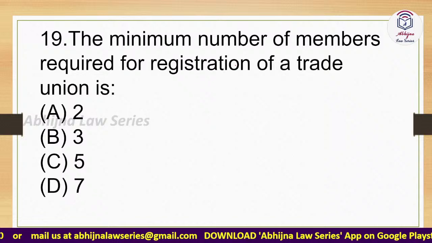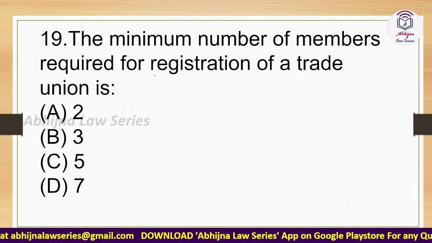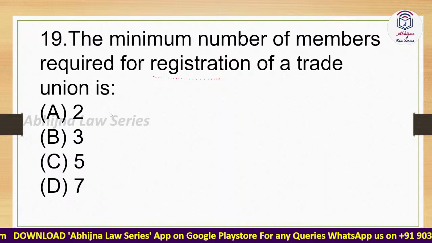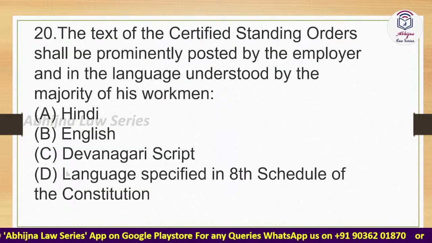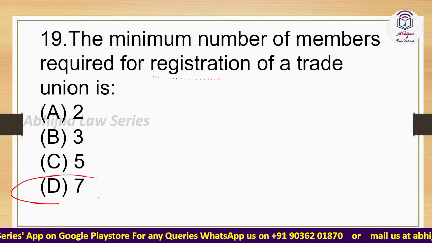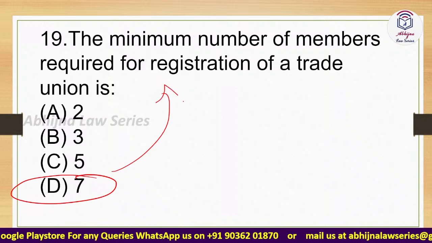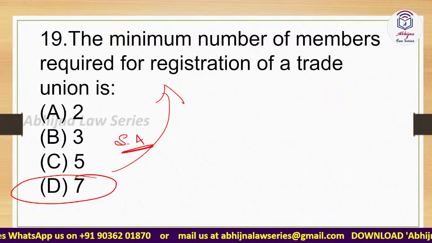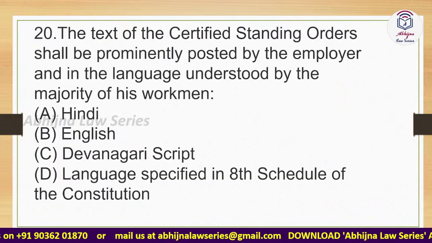Next one, the minimum number of members required for registration of a trade union. Under the Trade Unions Act, there should be at least 7 members. 7 members have to be there in order to form a trade union. That is as per Section 4 of the Trade Unions Act. D is the answer.